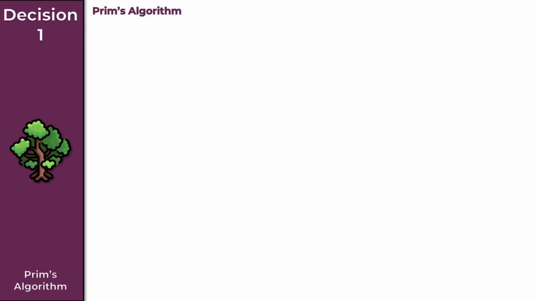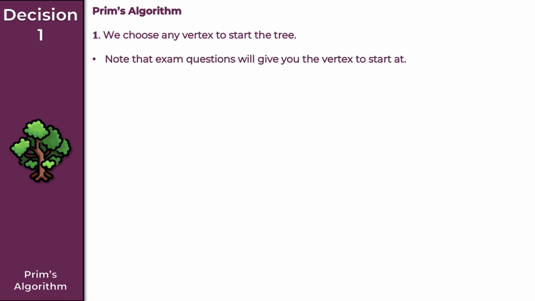For Prim's algorithm, it's pretty straightforward. There are simply 3 steps that we need to follow. For step 1, we simply choose any vertex to start the tree. However, in an exam question, they will always give you the vertex to start at. The reason is that the examiner doesn't want to be marking tons of different questions with different starting points. So for that reason, they will always give you the vertex to start at.